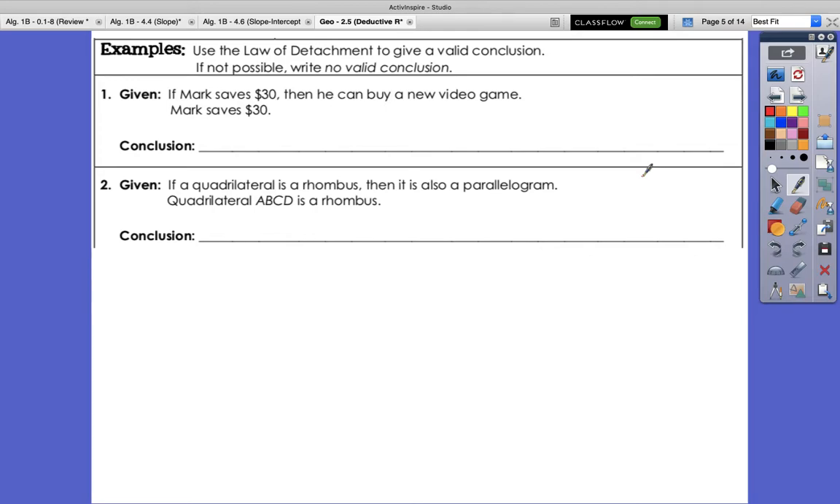So we're given a conditional statement. If Mark saves $30, then he can buy a new video game. Something they did in the video a lot was identify the hypothesis and conclusion. Mark saves $30. That's the hypothesis. It's our P. It follows the if. Then he can buy a new video game. What follows then? He can buy a new video game is our Q.